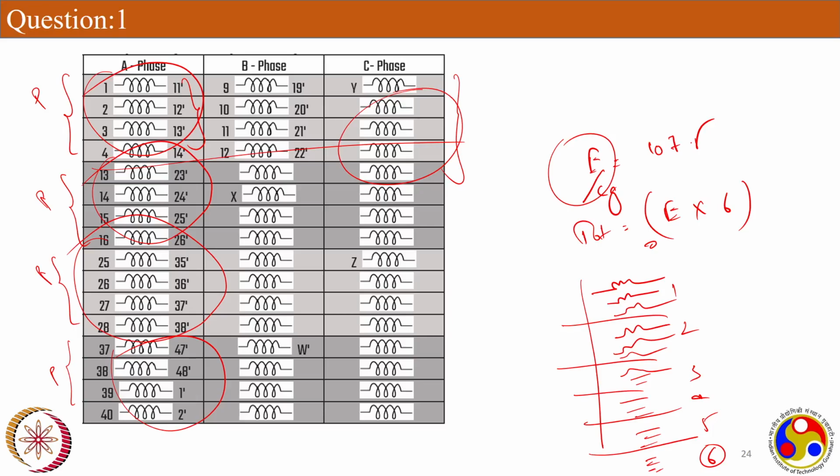But since the given problem has six coils, I can connect them in series, right? One coil group having four coils, three coils, three coils. And turns is four. So four into three is the coil group voltage. Then multiplied by six, since they are connected in series, will give me the maximum voltage rating.